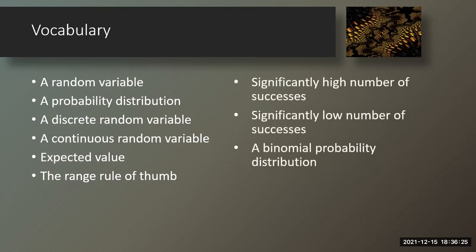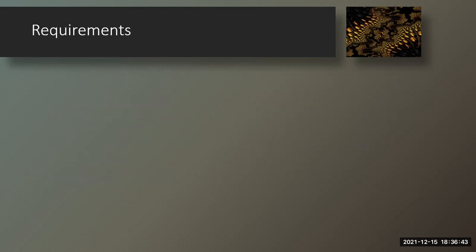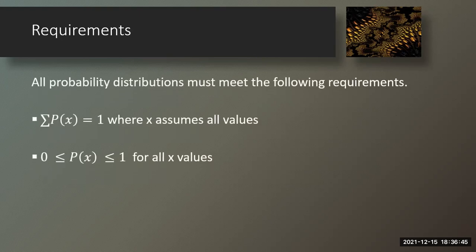So here we go. And I'll remind you those significantly high number and low number of successes were important to figure out when things of import happened a little bit further on in the course. We also took a look at a binomial probability distribution, and I'll be reminding you of all of that as we go through this material. All probability distributions have these following requirements. The sum of the probabilities must equal 1, and each probability must fall somewhere between 0 and 1 inclusive.